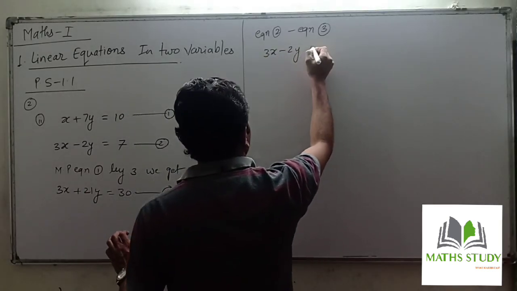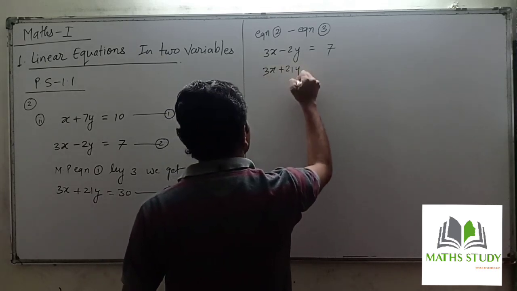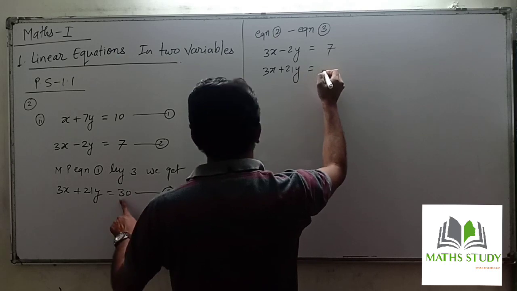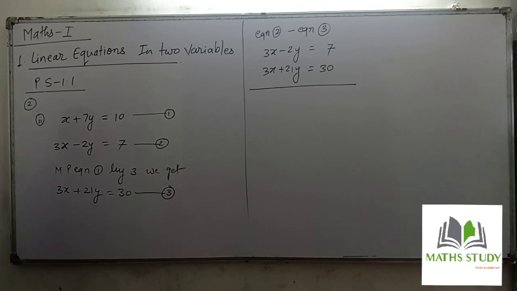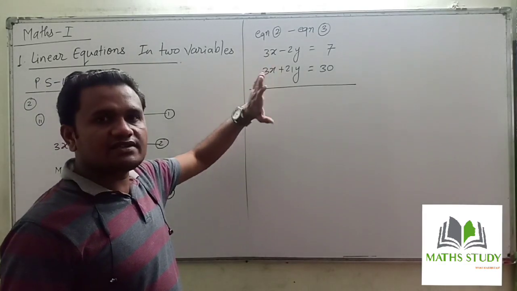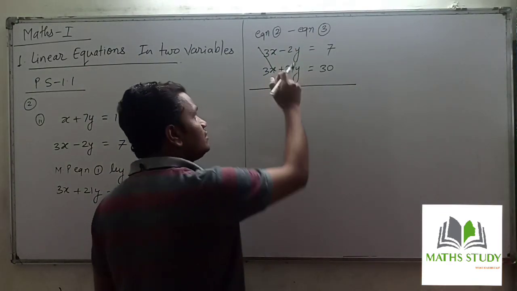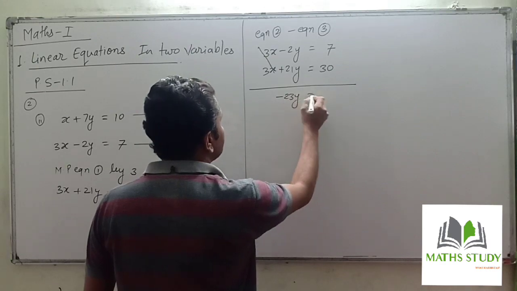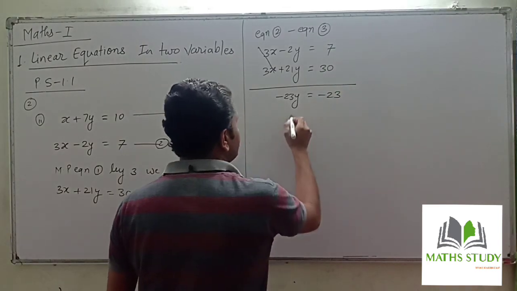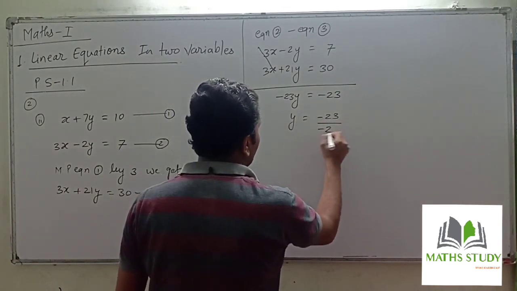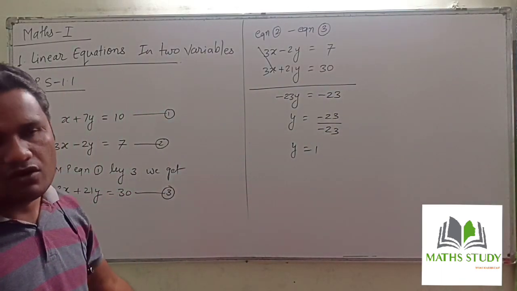So you have 3x minus 2y is equal to 7. Then we have 3x plus 21y is equal to 30. Now I have written both the equations. Now see, 3x minus 3x cancels, and minus 2 minus 21 gives minus 23y. Now 7 minus 30 is minus 23. Y is equal to minus 23 upon minus 23. Y is equal to 1.